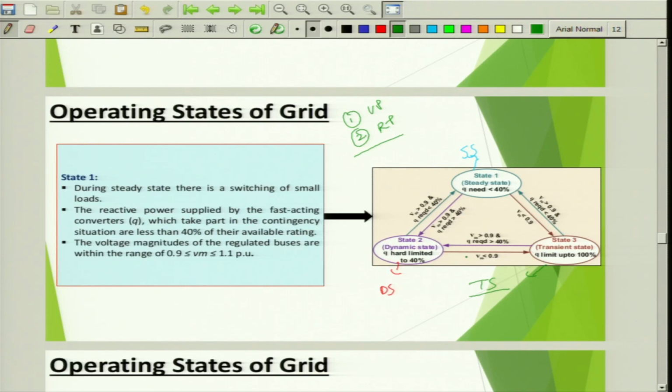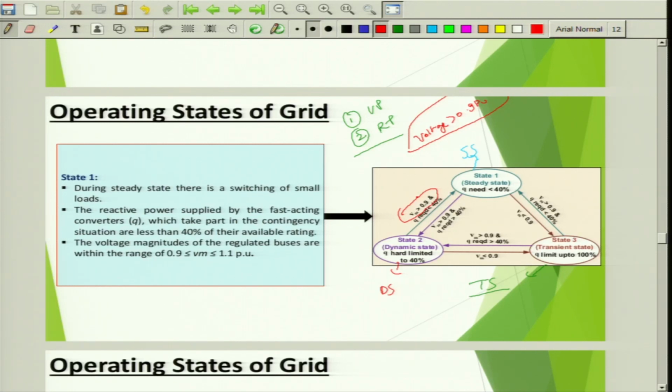So, it is not a standard definition as such; it is for our easy understanding and for maintaining a better reactive power reserve. So, we have considered these 3 states. During steady state the voltage profile will be within the range of 0.9 to 1.1, the voltage is greater than 0.9 per unit, because it is a steady state, and the reactive power required is less than 40%. That means there is a small deviation in the voltage profile due to small switching of the loads, reactive power loads.